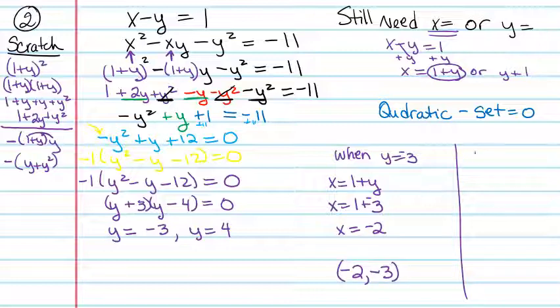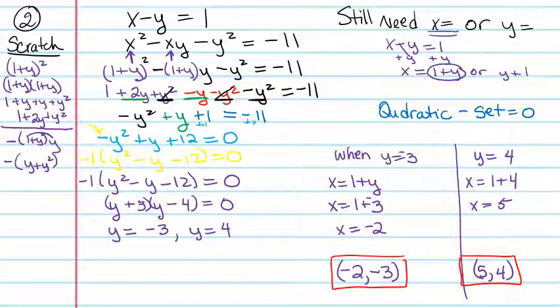And then the second y, when y is 4, x is going to be 1 plus 4. So x is going to be 5. So my other answer is 5, 4. So two answers this time. And I could check it, but I'd run out of video time. So check it, let's see if it's right.